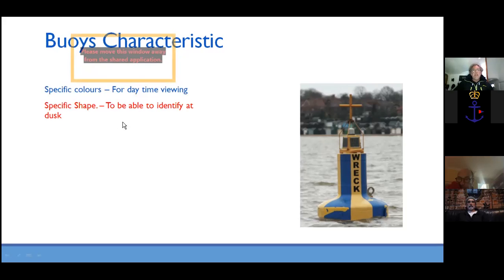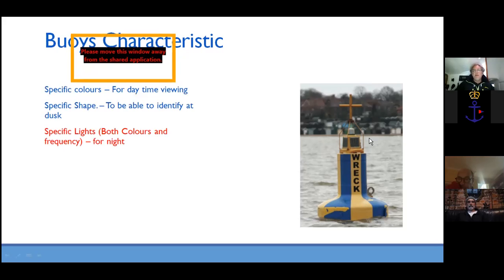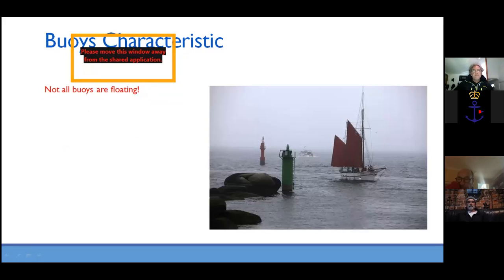Okay, then you have a shape at dusk. You might easily not be able to see the colors, but you might well see the shape. And then lastly, they'll have a light for nighttime viewing. Pretty much every single buoy that we will encounter at sea will have them. But remember, not all buoys are floating. There are many, many buoys in the world that are actually pylons attached on top of a piece of concrete, and they're not floating.